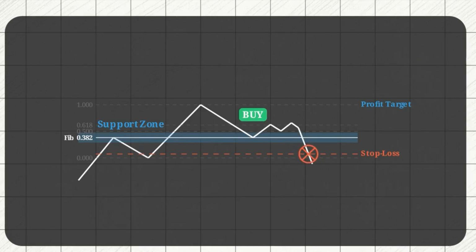But here is the part that actually hurts. The exact second you get stopped out, the chart violently reverses. It rockets straight up into your original profit target, leaving you empty-handed.